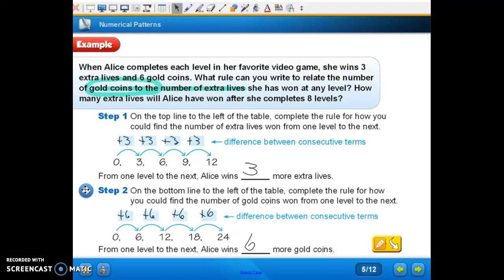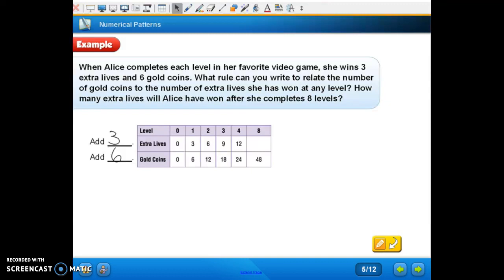So on the gold coins, it says she gets 6 gold coins. So we're going to add 6 every time. So for every level she goes up, she would get 6 gold coins. And now here's the chart. Notice there's a break between 4 and 8. So you have to be a little careful.